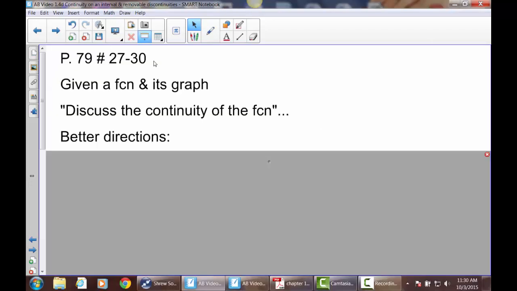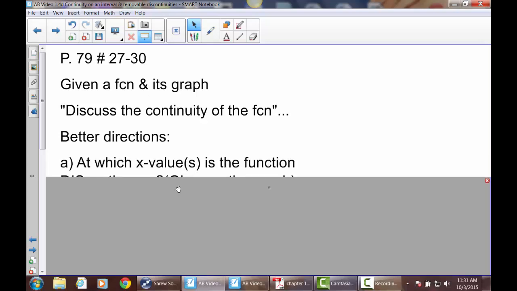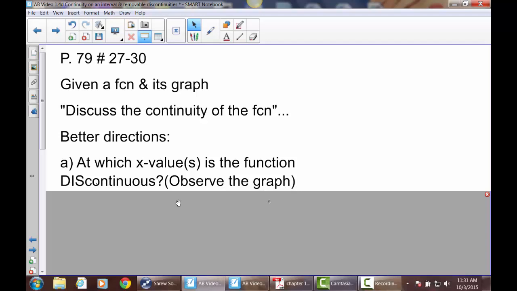They're going to give you a function and they're going to give you the graph. As it turns out, we're really going to be using just the graph at this point. All it's going to say is discuss the continuity of each of the given functions. The directions that I will be asking are: A, at which values is the function discontinuous? And you'll simply observe that from the graph.